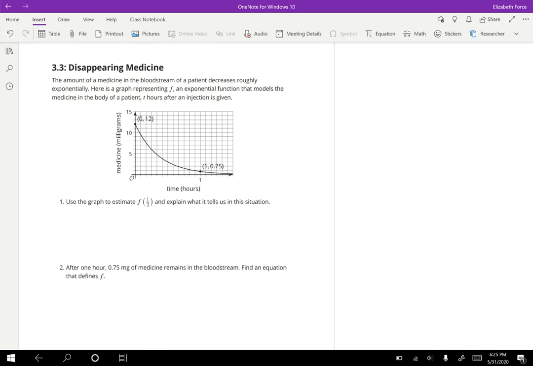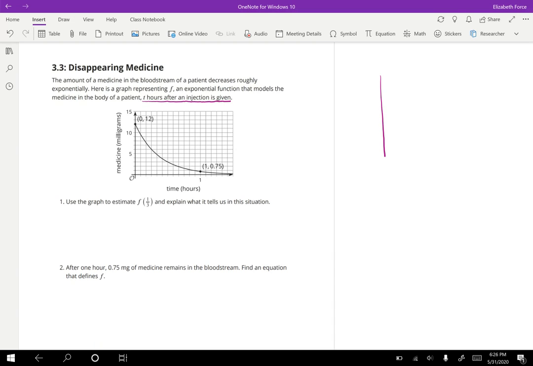In Unit 4, Lesson 3.3, Disappearing Medicine, we're going to take a look at an exponential decay. The amount of medicine in the bloodstream of a patient decreases roughly exponentially, and then they provide us with a graph representing this function, an exponential function that models the medicine in the body of the patient t hours after an injection is given. So they give us two points to take a look at.